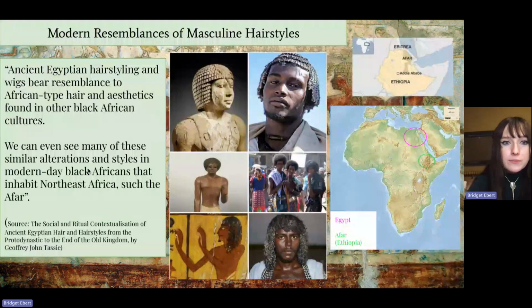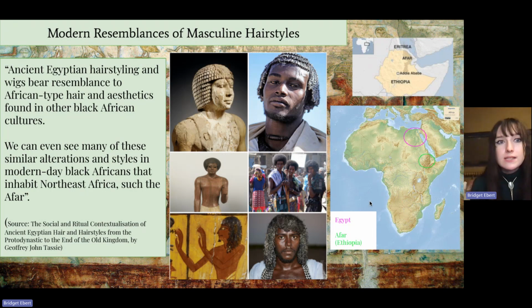And here I found this really wonderful source. It's titled The Social and Ritual Contextualization of Ancient Egyptian Hair and Hairstyles from the Proto-Dynastic to the End of the Old Kingdom by Jeffrey John Tassie. And I found this image here that I thought was really wonderful to bring in these modern resemblances of these ancient Egyptian masculine hairstyles.